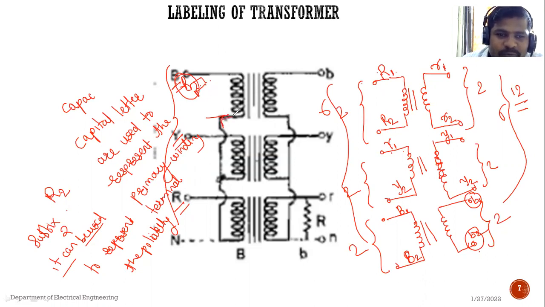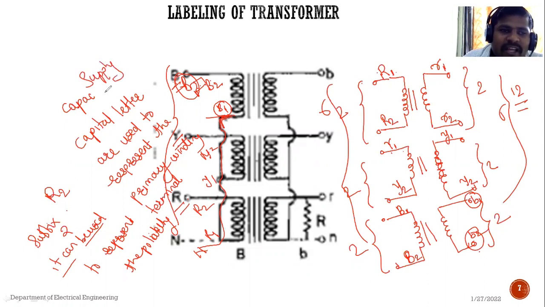See, suppose here I am representing B2, here B1, here Y2, here Y1, and here R2, here R1. One represents the negative polarity. So all the negative polarities of each and every winding are common, and it is connected to neutral. And the R phase, Y phase and B phase, that is R2, Y2 and B2, are connected to the supply lines. So it is the positive polarity which is connected to the supply lines.